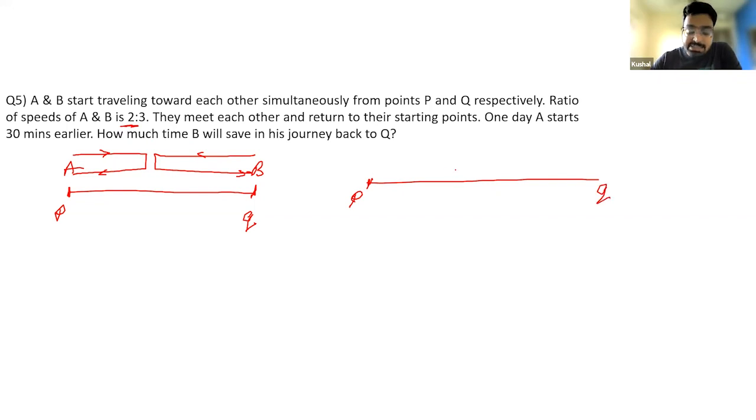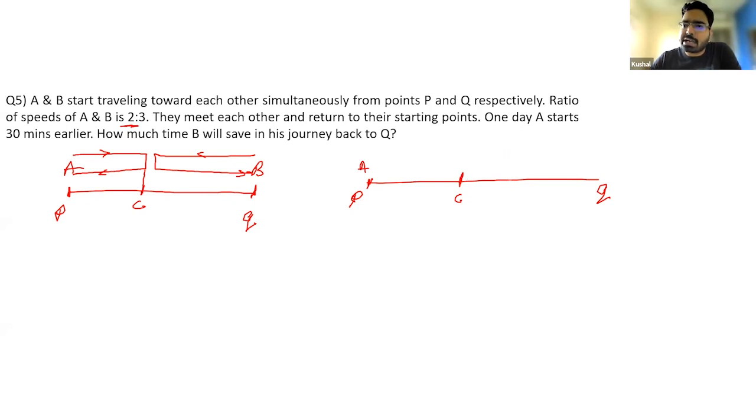And you are saying A is starting 30 minutes earlier than his usual time. So A will reach this point. Let's say suppose this point was C, where they were meeting. So if they were meeting over here, this is the point C. So A will reach the point C 30 minutes prior to what is his usual time.